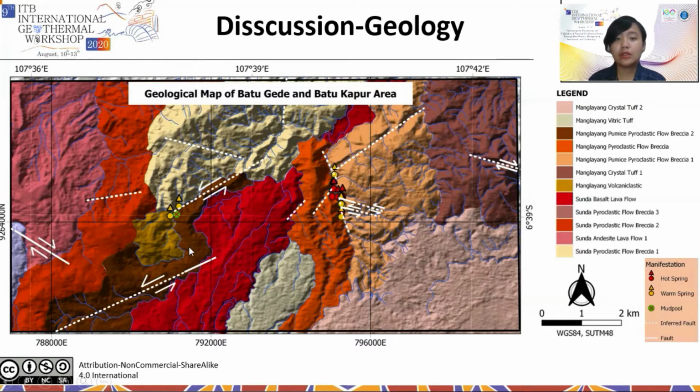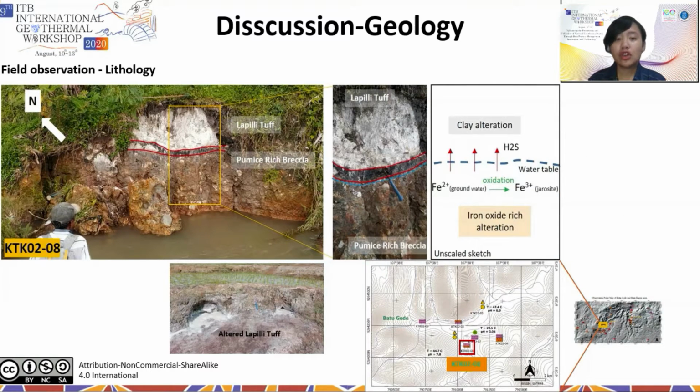For more detail, we will discuss the evidence found in the field. Lithological contact between pumice-rich pyroclastic breccia and lapilli tuff is found near two acid cold spring manifestations of Batu Gede. This contact is thought to be the control of alteration that is affected by the water table. Pumice-rich breccia is tending to the northwestern part, while lapilli tuff is thickening. Mud pool and low pH cold spring might be controlled by lithological contact and current water table. Mud is easier to form, especially in fine-grained rocks.